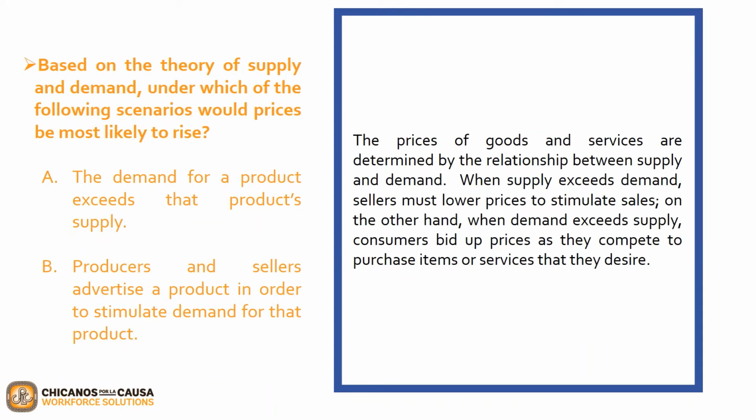Now, let's answer the questions using the paragraph. Based on the theory of supply and demand, under which of the following scenarios would prices be most likely to rise? A, the demand for a product exceeds the product's supply. B, producers and sellers advertise a product in order to stimulate demand for that product. If you chose A, you are correct. B is incorrect, as nowhere in the paragraph was it mentioned that sellers advertise a product to increase sales. On the other hand, the excerpt states that when demand exceeds supply, consumers bid up prices.